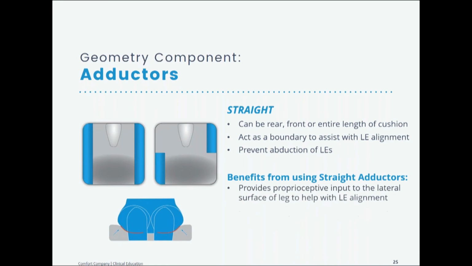So a benefit from using these straight adductors is that, as I said, it provides some proprioceptive input to the lateral surface of the leg that really helps with that midline alignment of the lower extremity. And of course, if we can align the lower extremities, we're going to be able to keep the pelvic alignment even better.